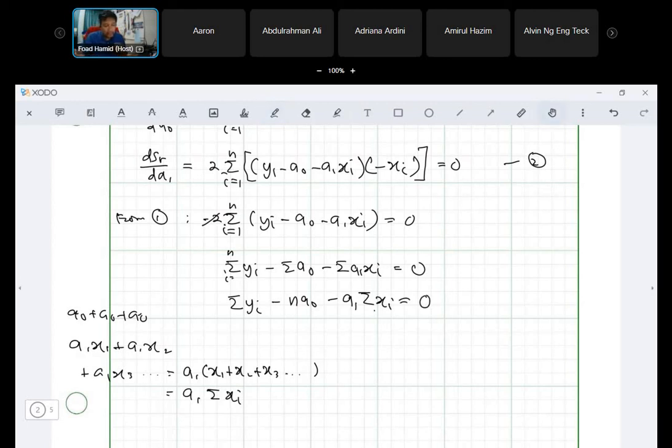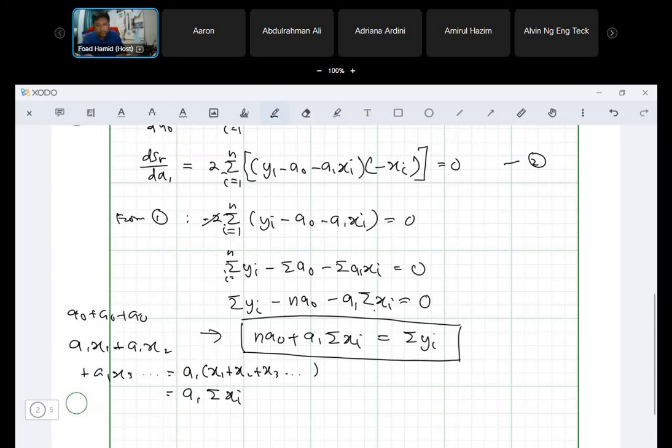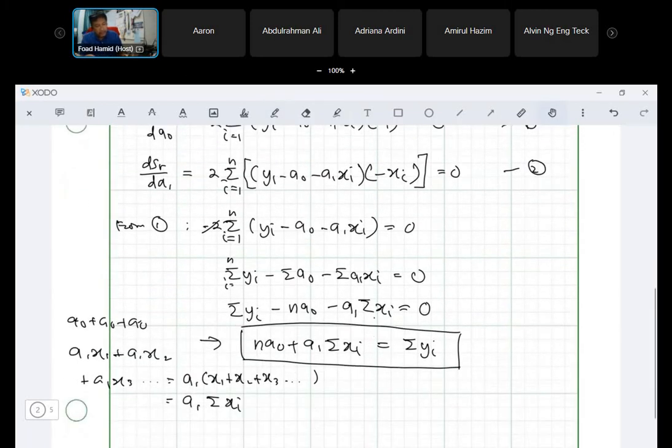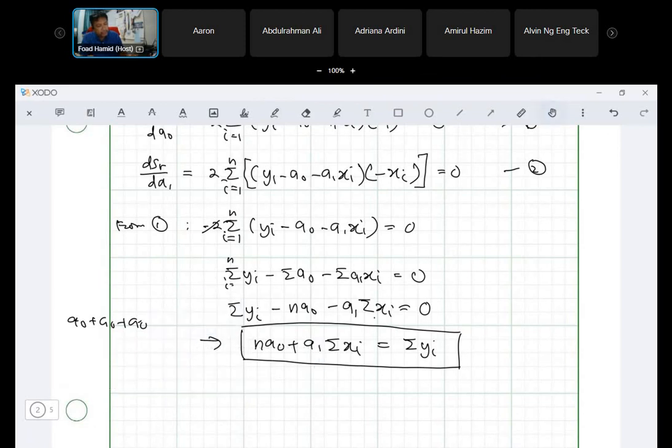So note that what are our unknowns here? Our unknowns are a0 and a1. So we can rearrange this in such a way that this will become n a0 plus a1 summation of xi equal to summation of yi. So this is the first equation from this one. Okay, now what we can do here is work on the other one, which is from equation 2.